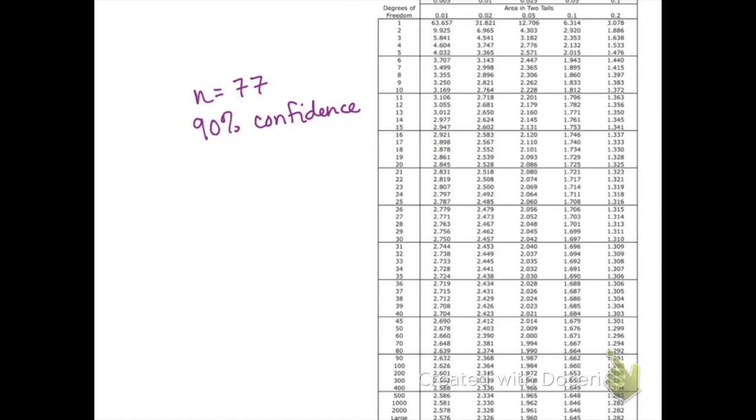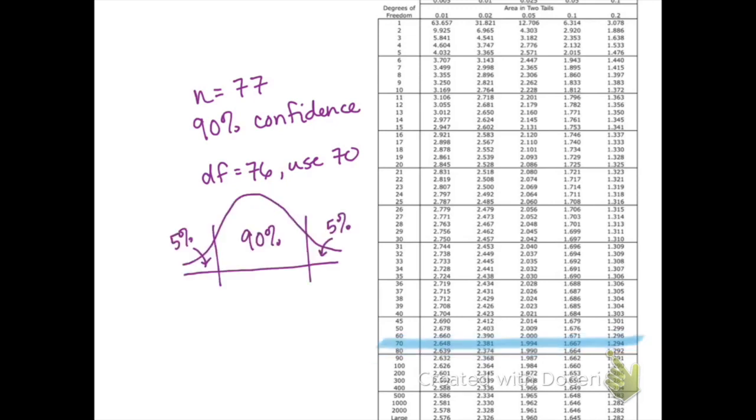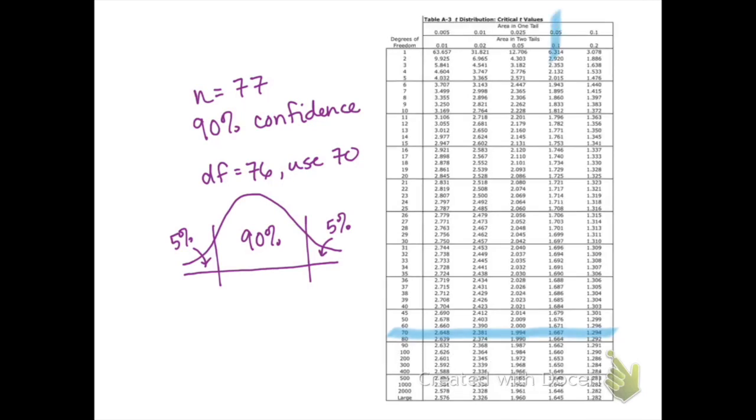Now suppose we have a sample size of 77, and we're looking for 90% confidence. 77 is our sample size, which means our degrees of freedom would be 76. Our table does not have 76 degrees of freedom, so what we would do is use the smaller degrees of freedom, so 70. We also could use technology to find a more accurate t-score here. 90% confidence means that we would have 5% in each tail, or 10% in the combined tails. So that means we would be looking at this column for the 90% confidence level. And our critical t-score would be 1.667.